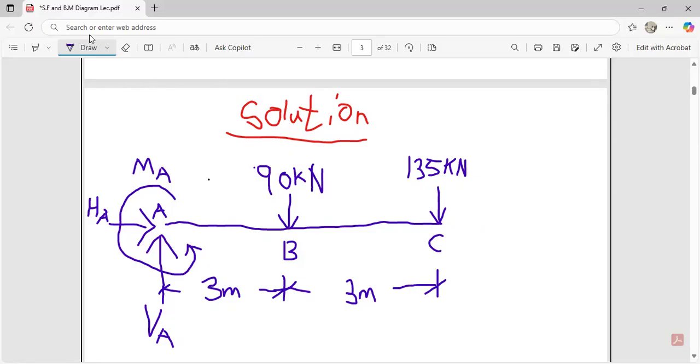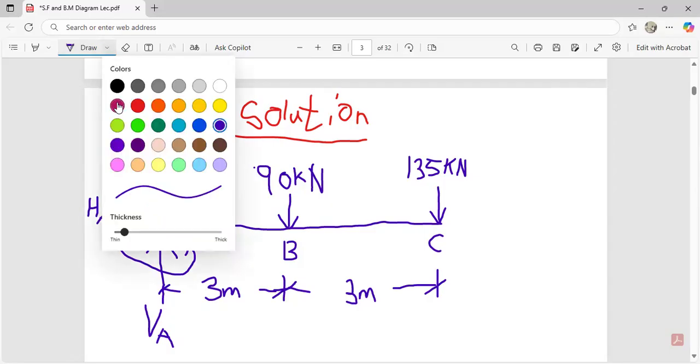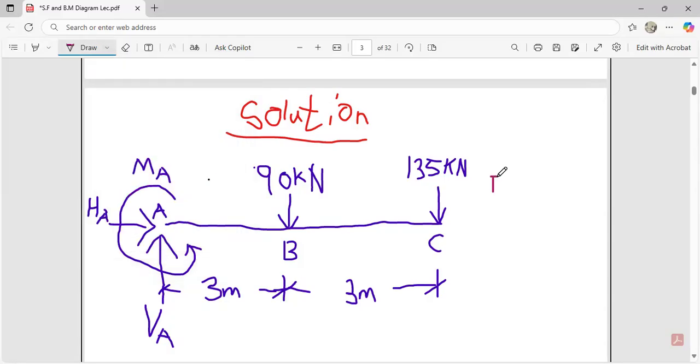So if you are done drawing a free body diagram like this, you have to write at the right hand side "free body diagram", for the examiner to know that this is your free body diagram.